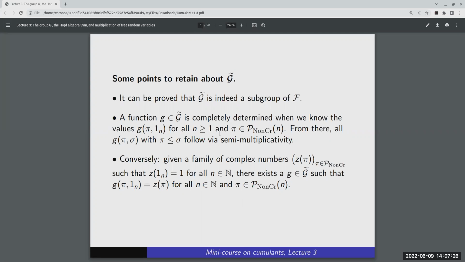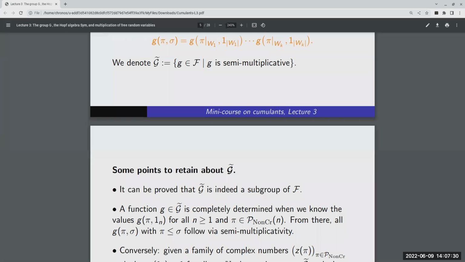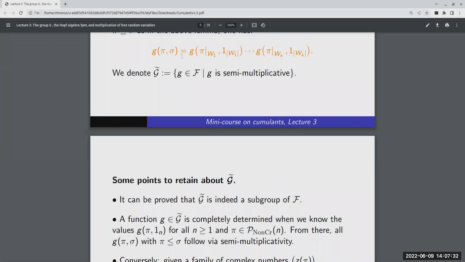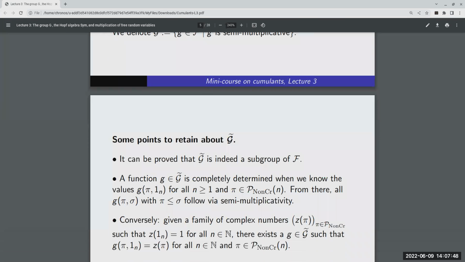From the definition, you see this formula makes clear that you know G completely if you know the values from the bottom to the top. So if you know these values, you know all the G of pi sigmas. It's not hard to check that vice versa.